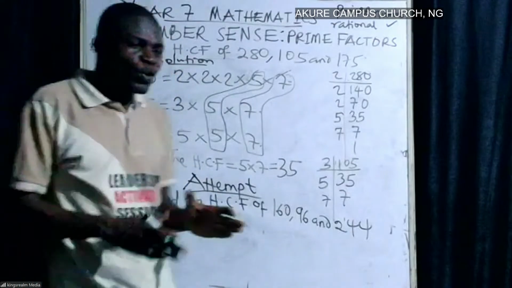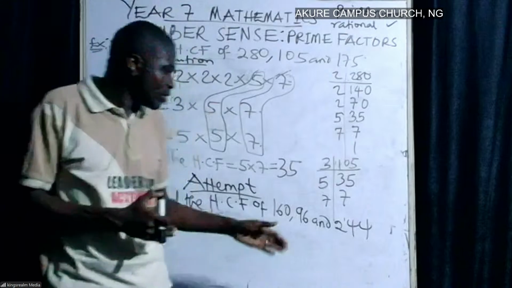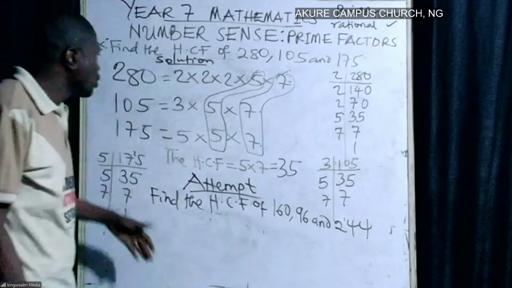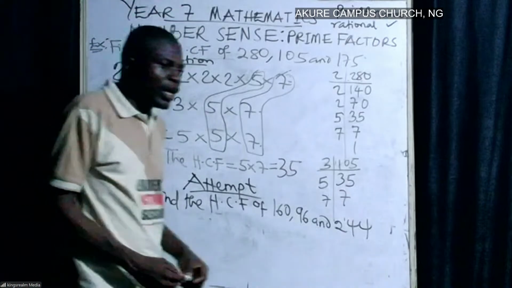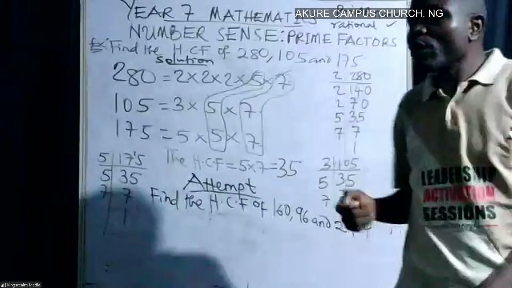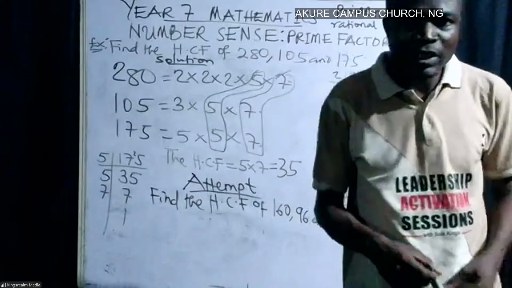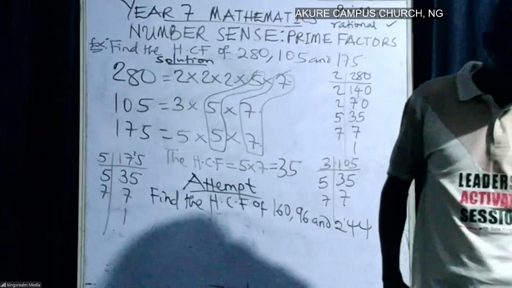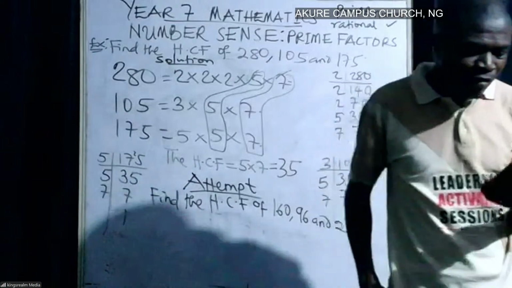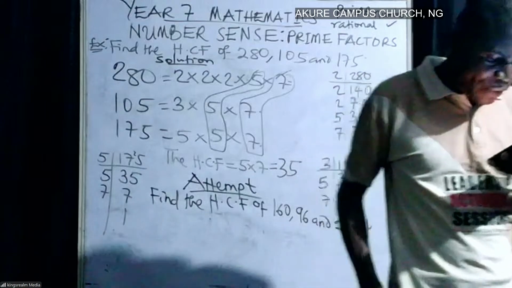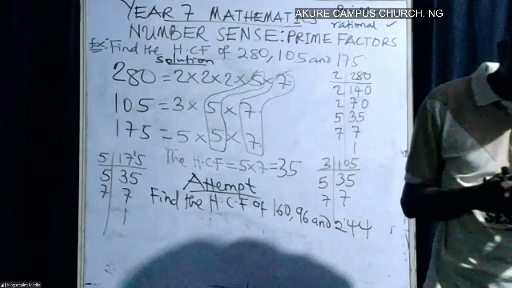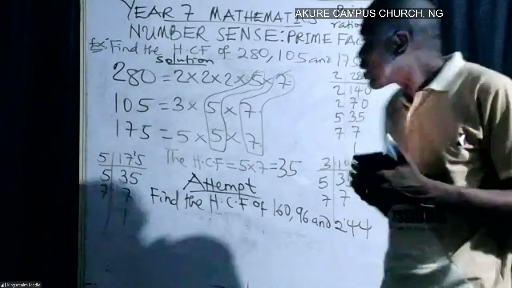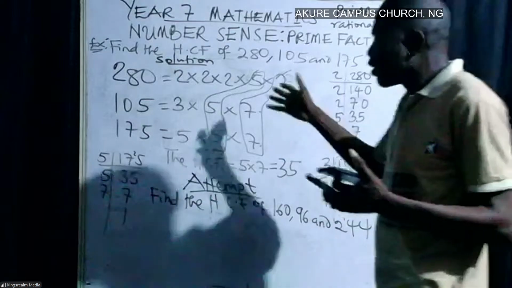So you have 3 minutes to quickly do that. So let's do that. 160, 96, and 244. I want you to use this approach. Then you take a snapshot of your working and put it on the digital church WhatsApp platform. I'll check it and assess it there. So you have 3 minutes. I want you to be fast with that. So show your workings, and look for the highest common factor.